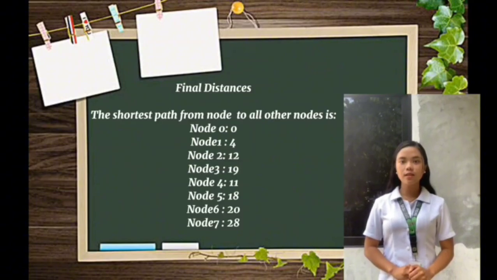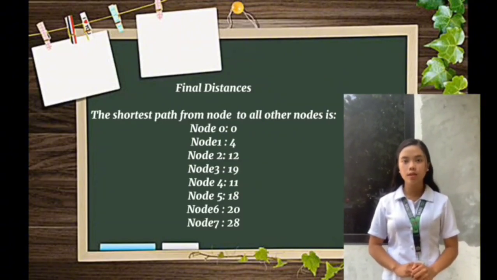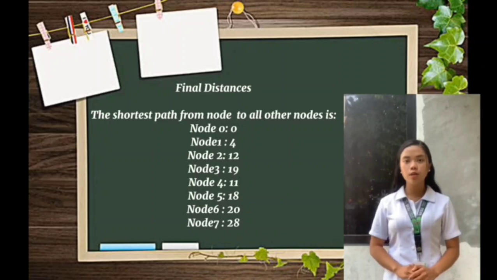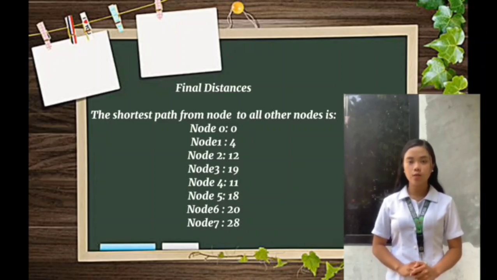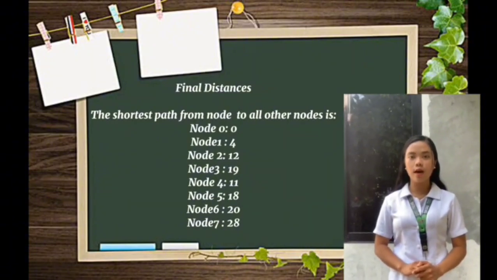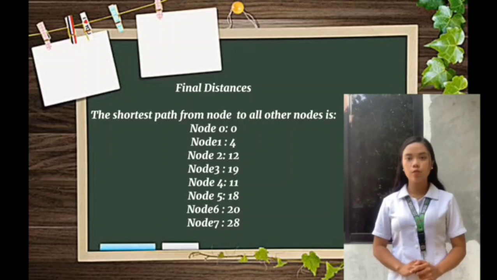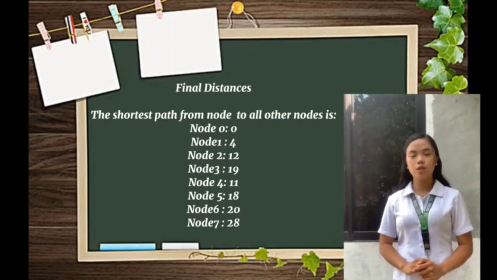So the final distances, the shortest path from node 0 to the other nodes: node 0 is 0, node 1 is 4, node 2 is 12, node 3 is 19, node 4 is 11, node 5 is 18, node 6 is 20, and node 7 is 28.